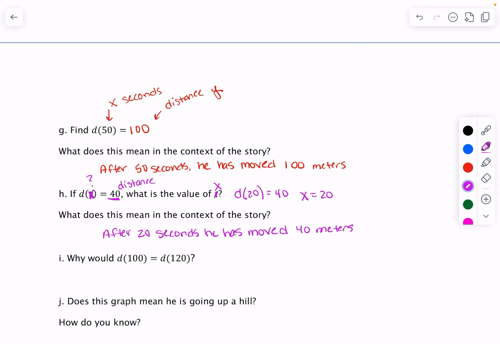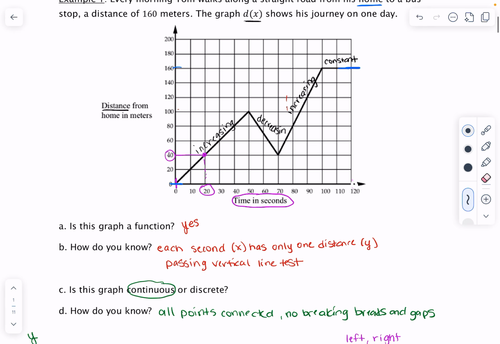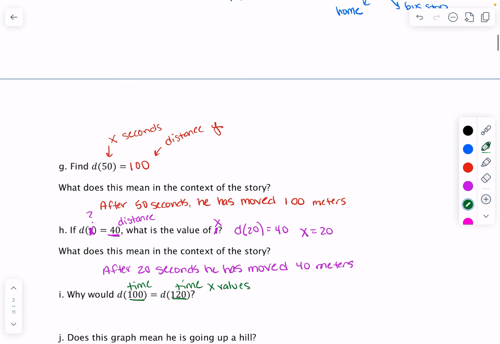Okay. The next question says, why would d of 100 equal d of 120? So remembering that this 100 is your time, and this 120 is your time. These are your x values. So d of 100 and d of 120, well, let's go look at our x values of 100 and 120. So here's 100, here's 120. If we go up and find the y, you're going to notice that it's at the same place. It's at 160. So that's why. They're both at the same distance.